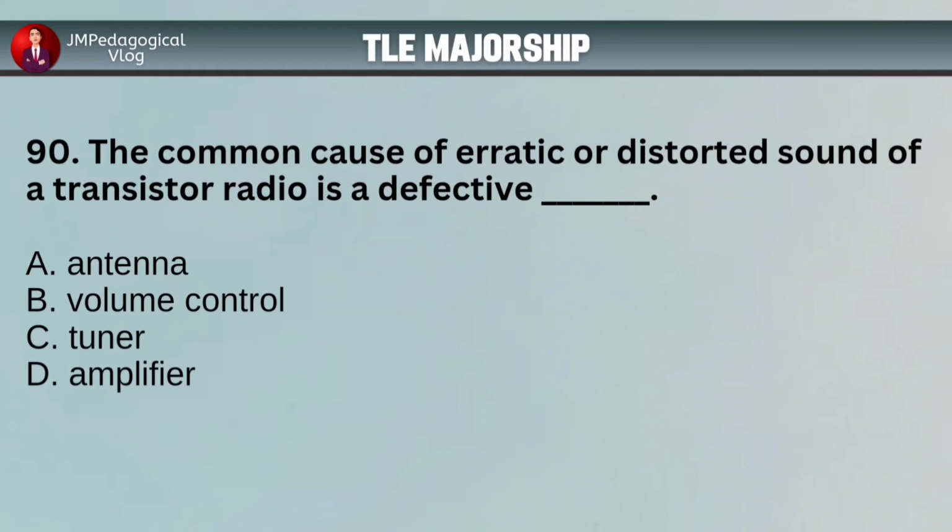90. The common cause of the erratic or distorted sound of a transistor radio is a defective A. Antenna. B. Volume control. C. Tuner. D. Amplifier.